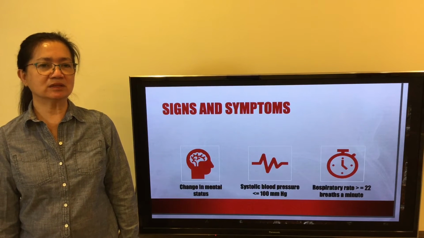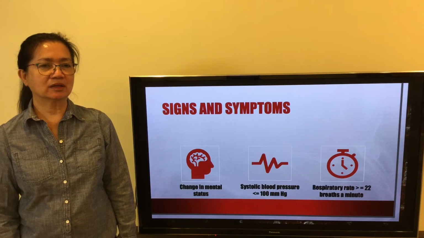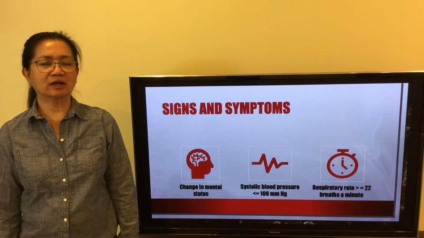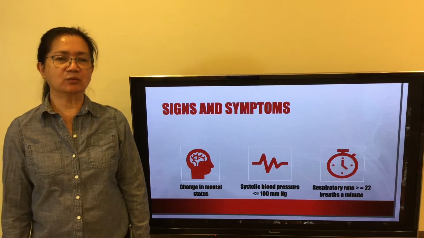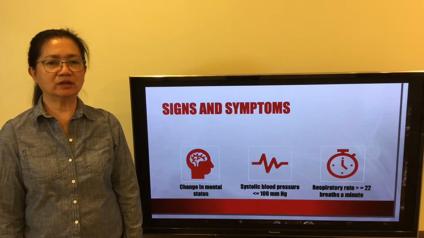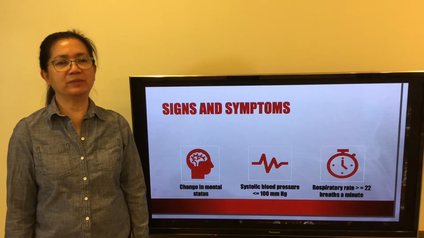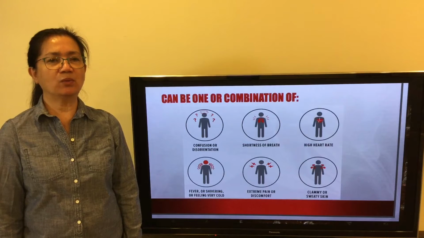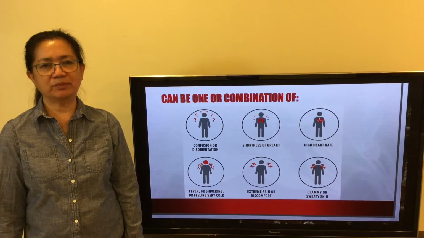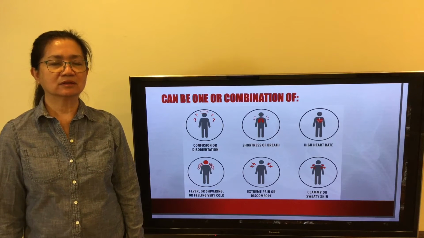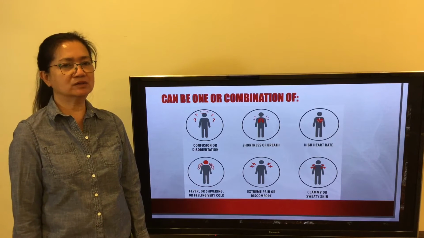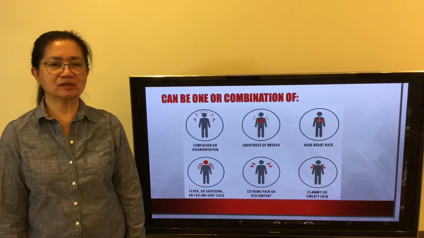So what are the signs and symptoms of sepsis? One is change in mental status, a systolic blood pressure of less than 100 millimeters of mercury, respiratory rate greater than or equal to 22 breaths per minute. It can also be one or a combination of confusion, disorientation, shortness of breath, high heart rate, fever or shivering or feeling very cold, extreme pain or discomfort, clammy or sweaty skin.